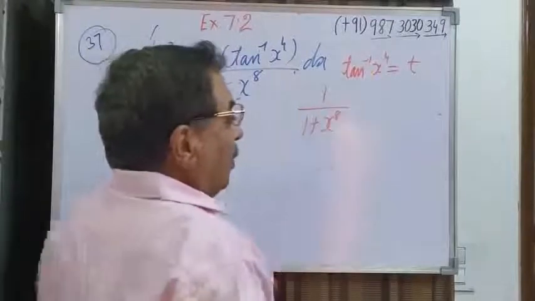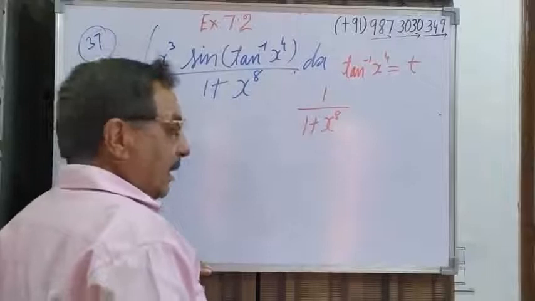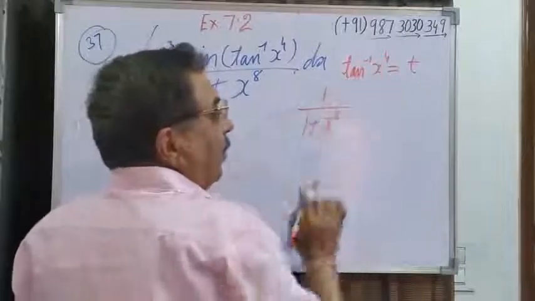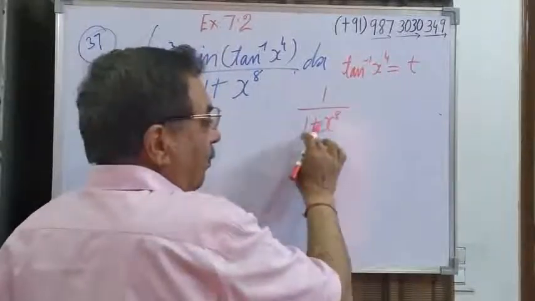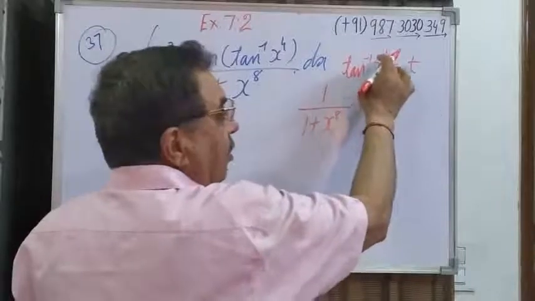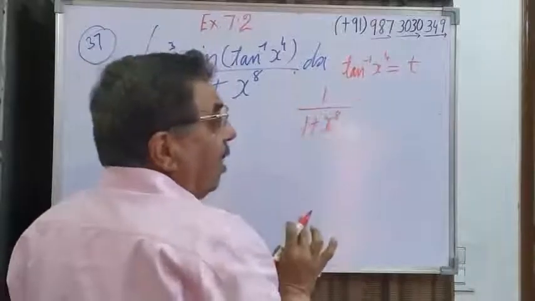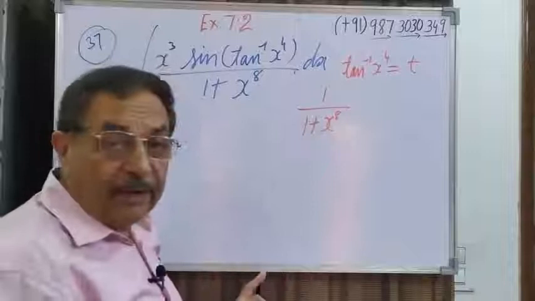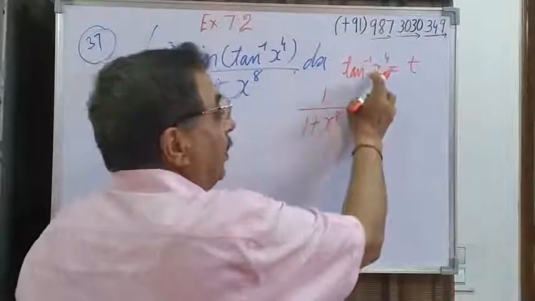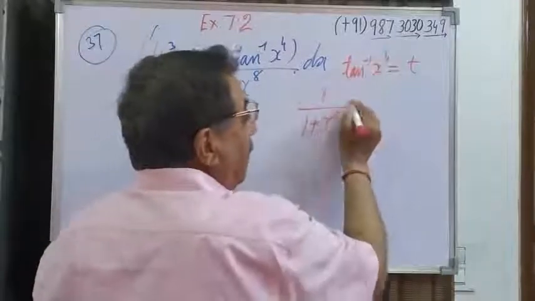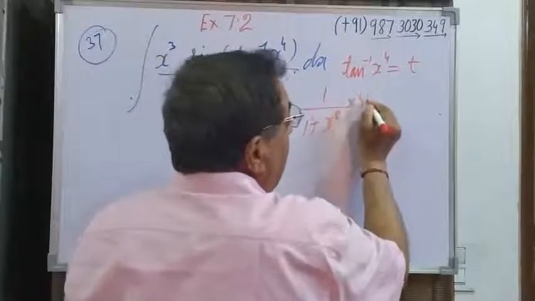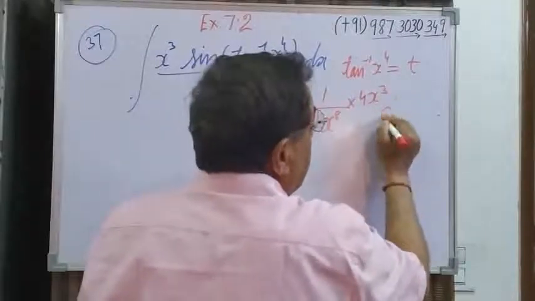x⁴ whole squared means x to the power 8. The derivative of tan inverse of x⁴ means 1 upon 1 plus x⁸. Or by the chain rule method of differentiation, we now differentiate x to the power 4 and we get 4x³ dx.